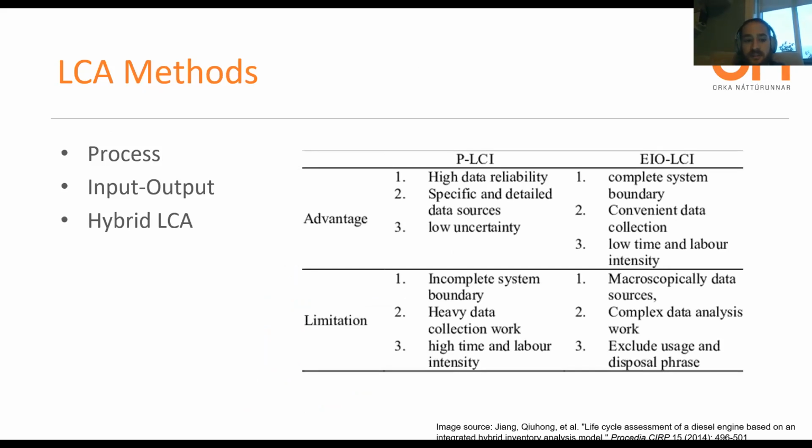So I'll give you a quick talk about the LCA methods, because there are slight differences. There's a process LCA, an input-output LCA, and then a hybrid LCA, which is a mix of these two. To understand the advantages of each: the process LCA, or PLCI, has much higher data reliability. You're getting specific and detailed data sources on a specific process, and you have low uncertainty, versus an economic input-output LCA. It looks at all the imports and exports of a country, and also what's being produced in it, using large data sets.